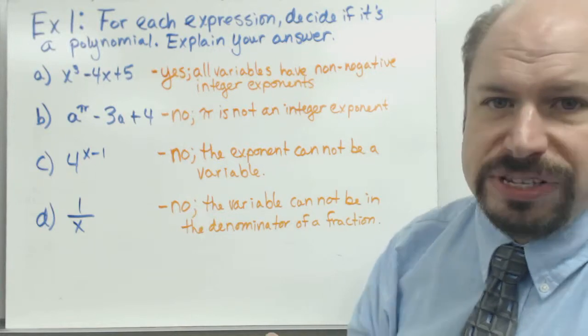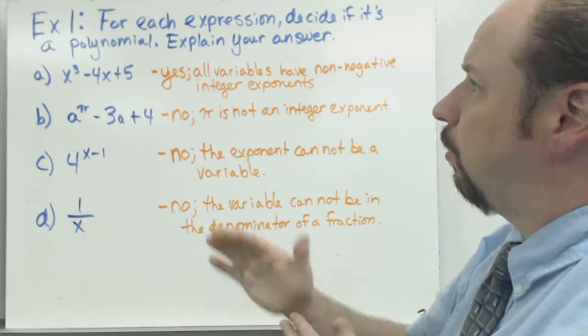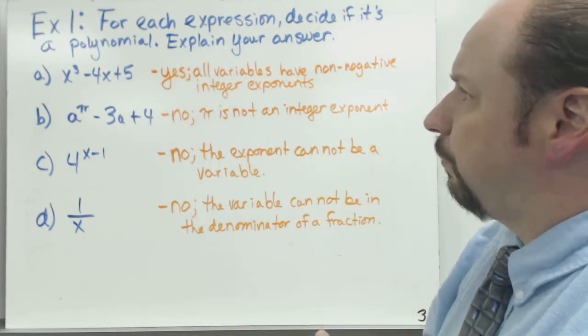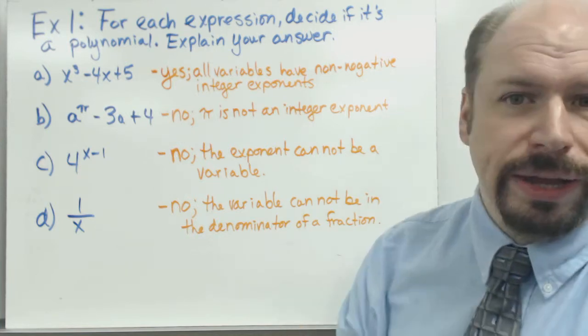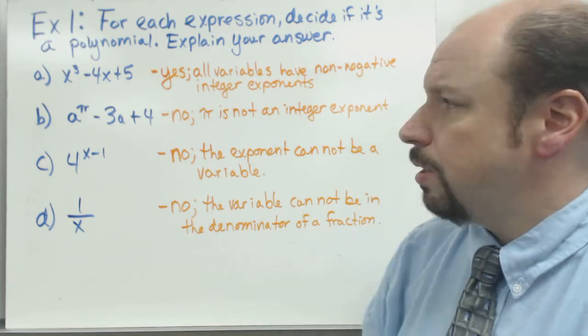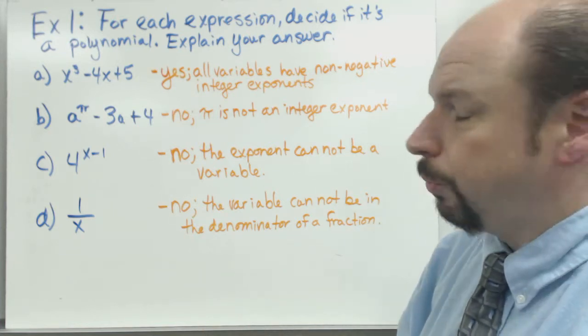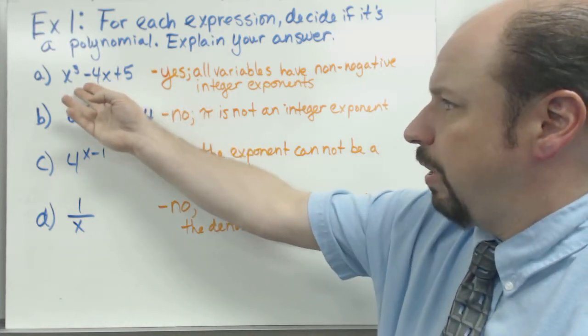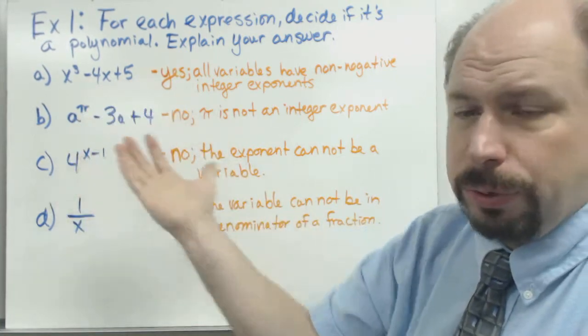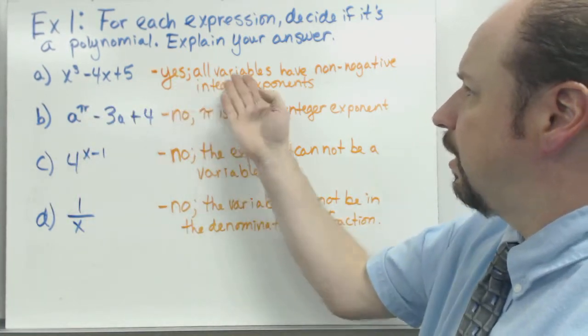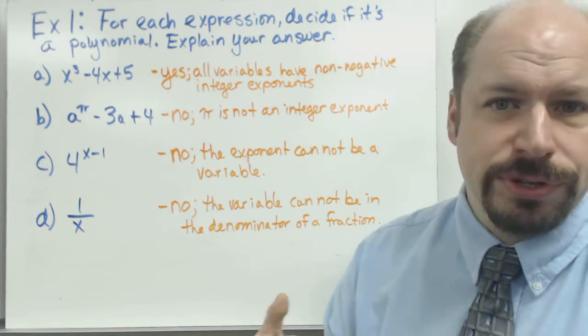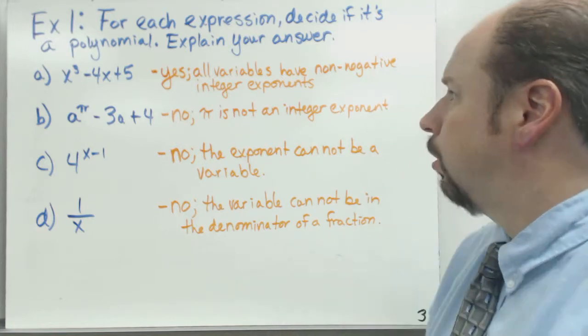Okay, so a couple of examples here of how we might use this now. For each expression, decide if it is a polynomial and explain your answer. So again, some of those rules that we talked about, how to decide if it's a polynomial or not. So x cubed minus 4x plus 5. We already mentioned that one is. And yes, because all of the variables have non-negative integer exponents.